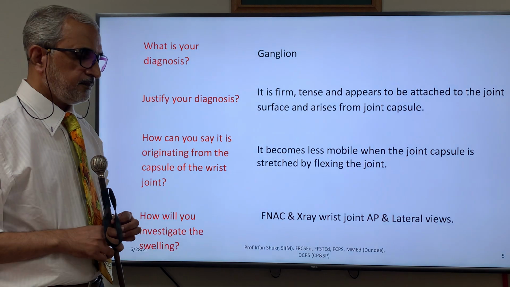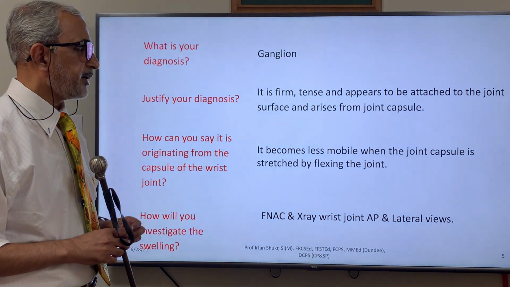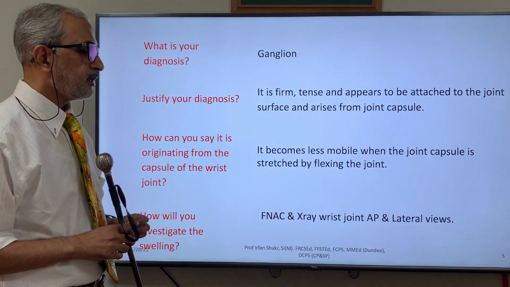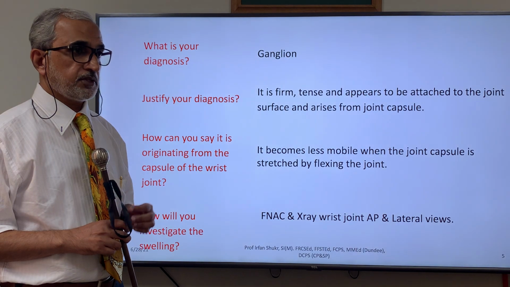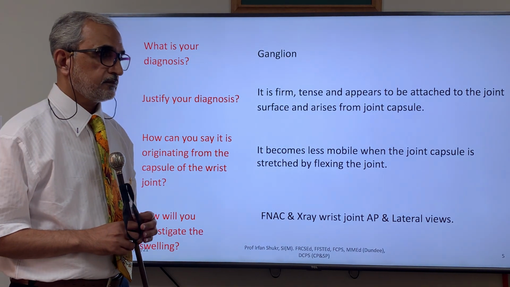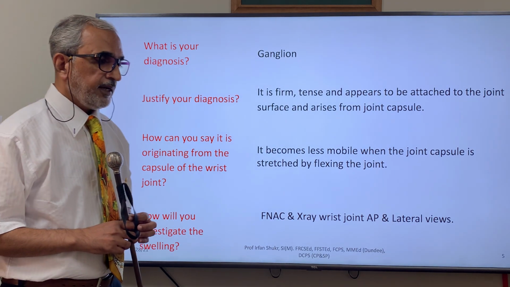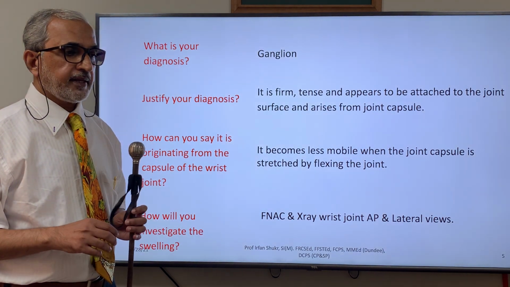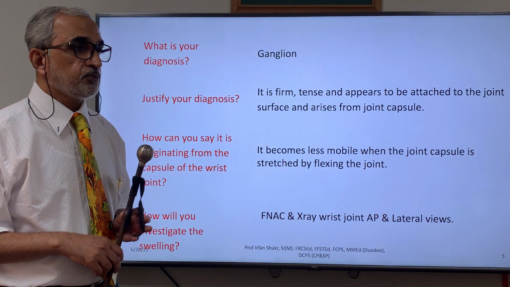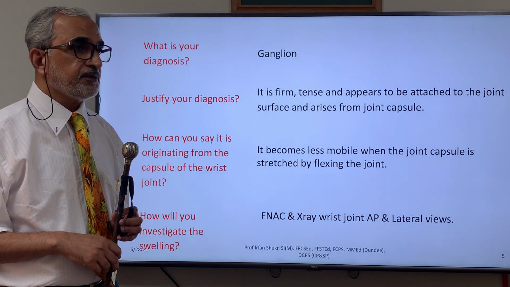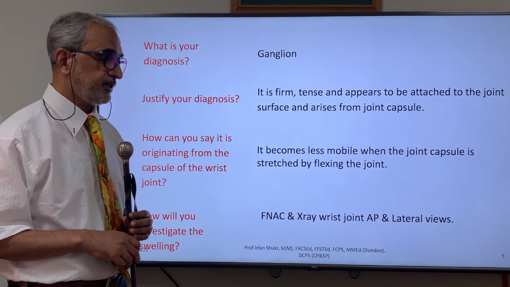Justify your diagnosis. Because it is firm, it is tense, it is present over the joint, and it appears to be attached to the joint, as if it is arising from the joint capsule, which has a lot of fibrous tissue in it. How can you say it's originating from the capsule of the wrist joint? It is slightly mobile, but when I ask the patient to flex the wrist joint, it becomes more prominent and its mobility becomes less. It becomes more tense, more prominent.